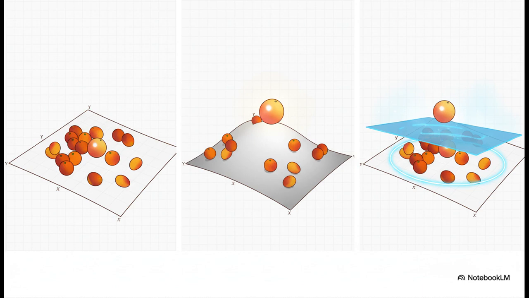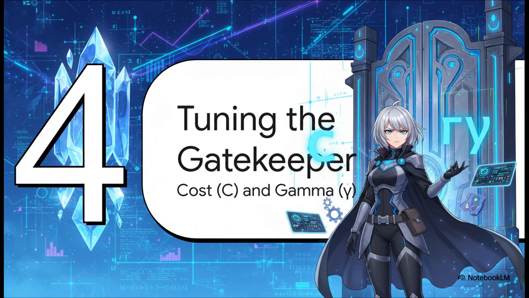It's like magic. Moving on to tuning the gatekeeper. We're going to get into the nitty-gritty of the cost and gamma parameters. Because having a curvy line is great, but we need to control exactly how it curves, right?